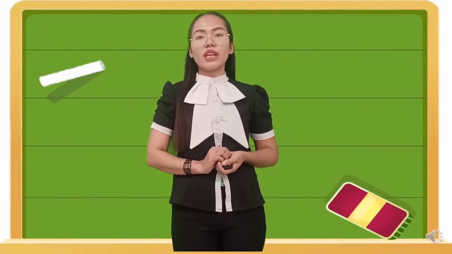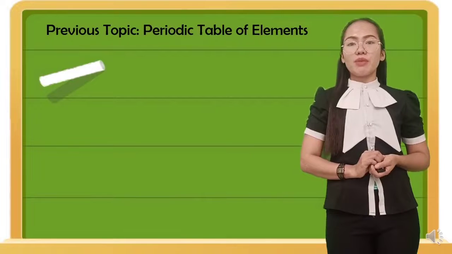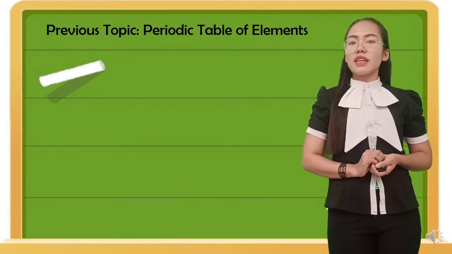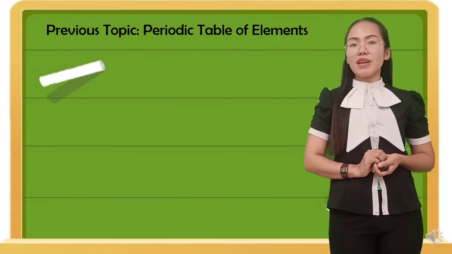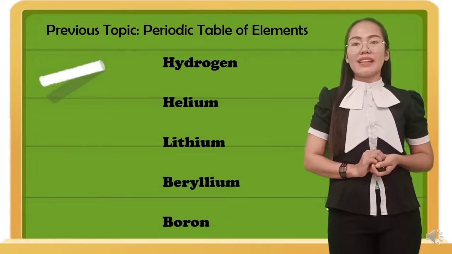Okay, very good, Julie. Our previous topic was all about the elements of the periodic table. Could somebody give me the first 5 elements of the periodic table? Okay, very good, Anna.